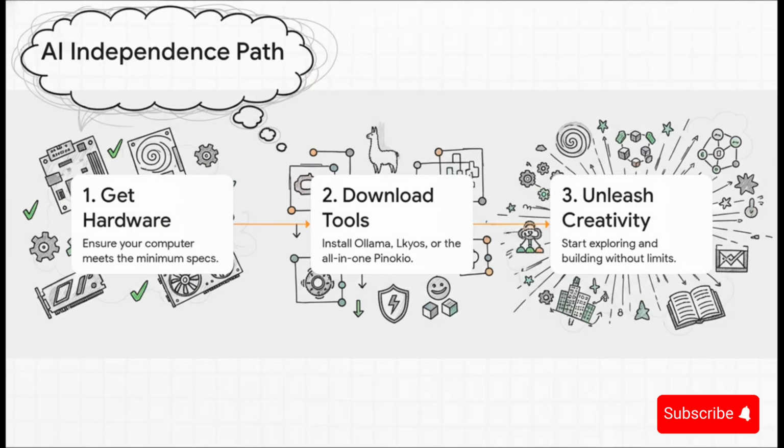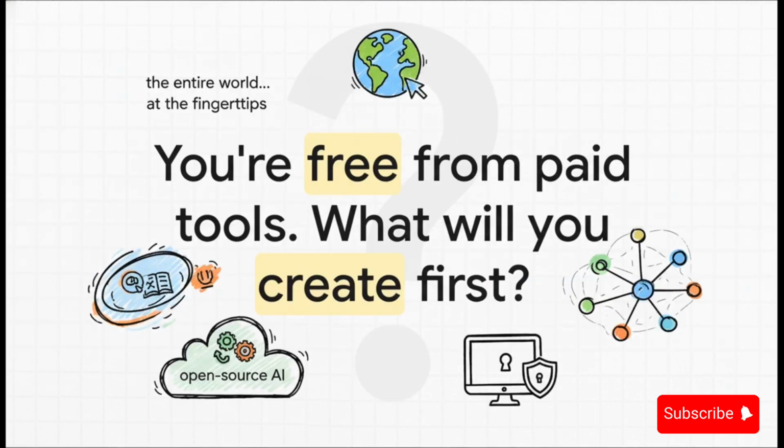And here's how easy it is to get started. It's really just a simple 3-step process. First, just make sure your computer meets those minimum specs. Second, go download Ollama, Lycos, or if you want it all, the all-in-one Pinokio. And finally, just unleash your creativity and start building without any limits. This right here is the future of AI. You get complete control, total privacy, and it costs you nothing.